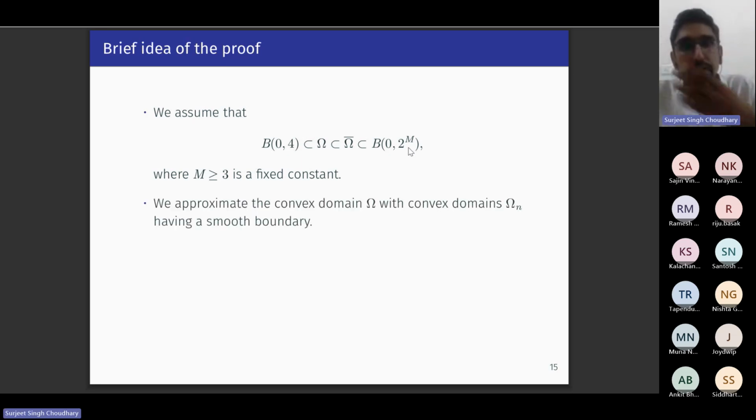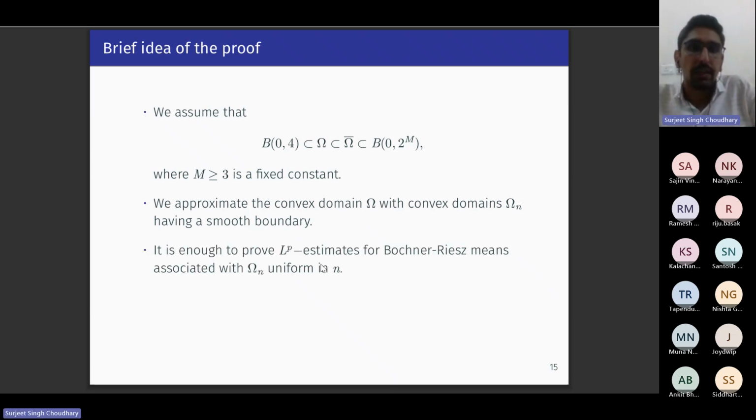Then further, we approximate the convex domain omega with convex domains omega n having smooth boundary. We do this approximation using a polynomial. For each n, we consider large points on the boundary del omega and then consider the polygon, then smoothen its vertices and approximate omega with omega n. Then we obtain LP boundedness for the smoothened omega n, and then using Fatou's lemma, we can conclude the LP boundedness for the convex domain.